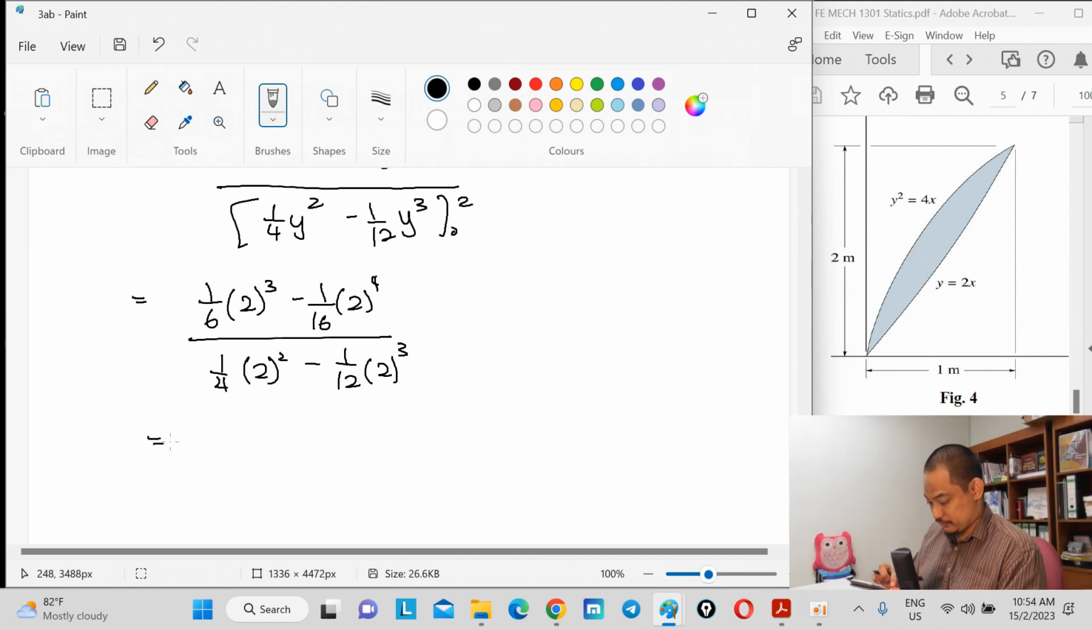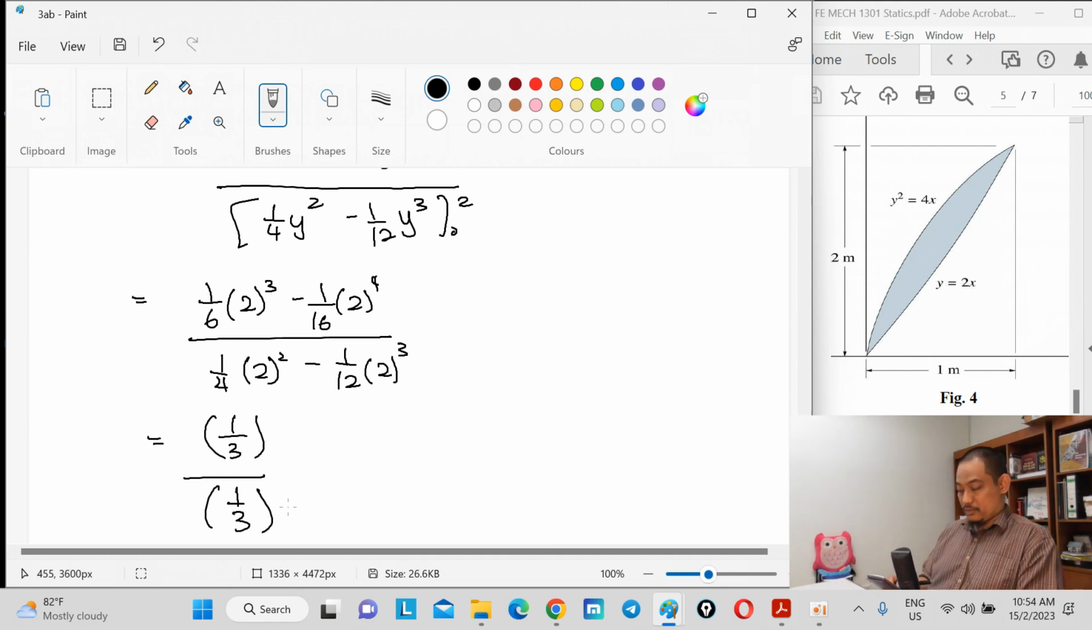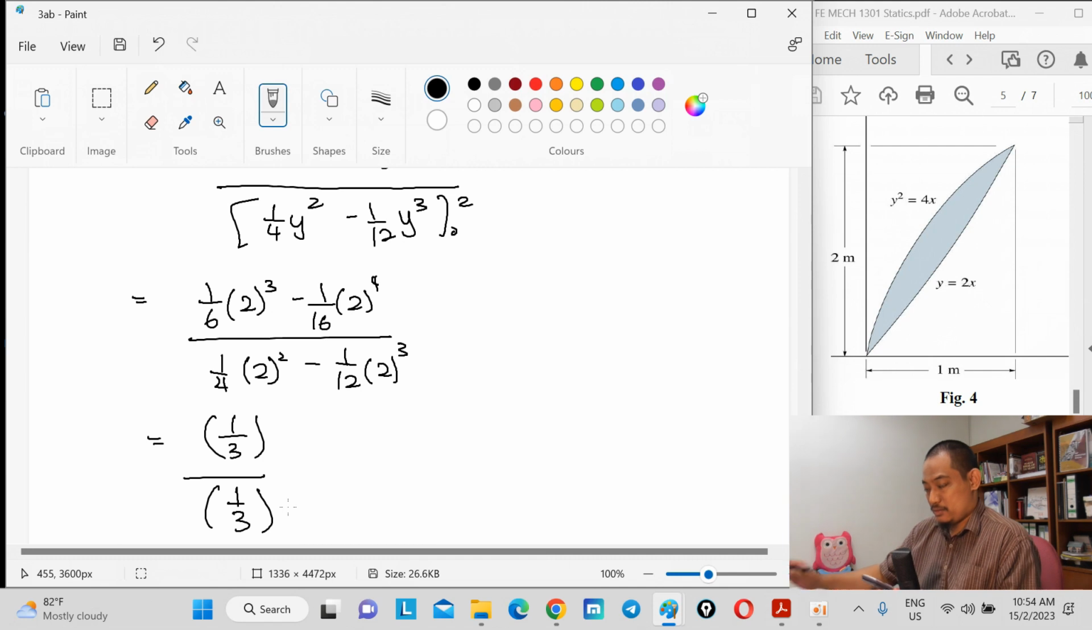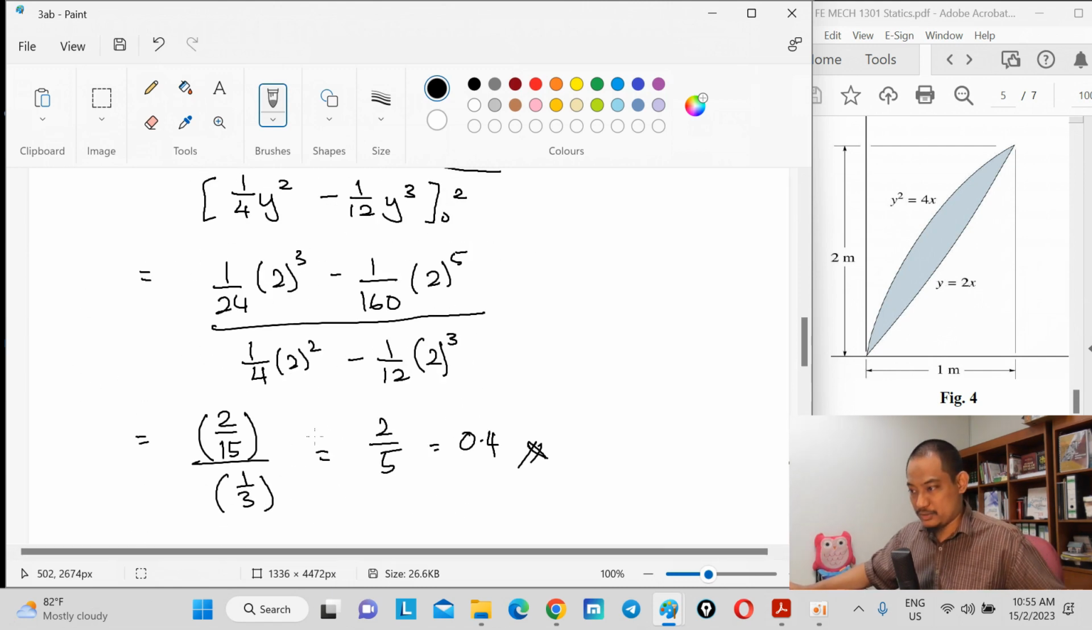One divided by 6 times 2 to the power of 3 minus 1 divided by 16 times 2 to the power of 4 gives 1 over 3. Is this correct? 1 divided by 4 times 2 squared minus 1 divided by 12 times 2 to the power of 3. Wait, I think there's a mistake here. Let me double check. It's 1 over 6 y cubed, 1 over 16 y to the power 4. So 1 divided by 6 times 2 cubed minus 1 divided by 16 times 2 to the power of 4. Okay, it's 1 over 3. So is there any mistake here?